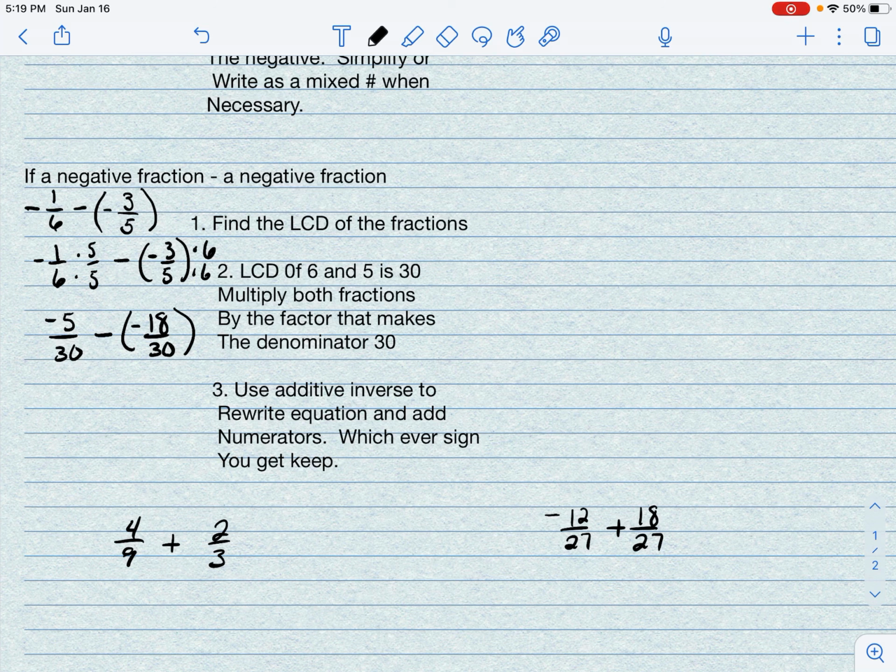Okay, so we're going to rewrite this using addition. This would be negative 5/30 plus 18/30. Remember, the additive inverse is the opposite. So now we're adding and we have two different signs. We have a negative and a positive. The positive is greater. So 18 is larger than 5. The outcome is going to be positive. So now it's just 18 minus 5. And when we do that, you get 13 and 30 on the bottom. Once again, 13 is a prime number, so this is in simplest form, 13/30.